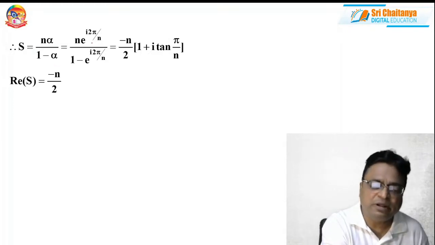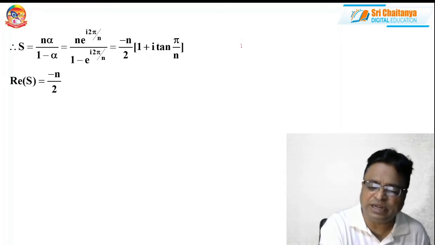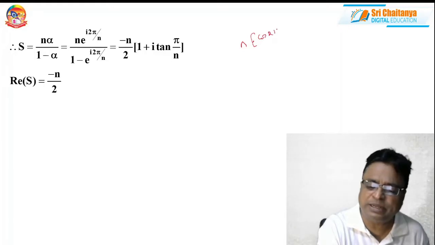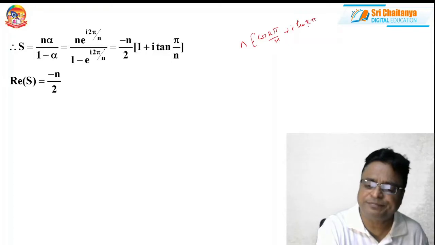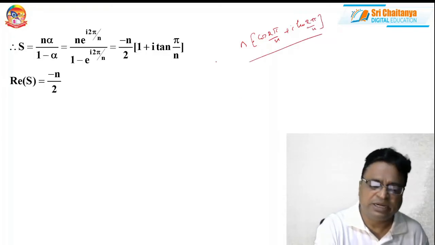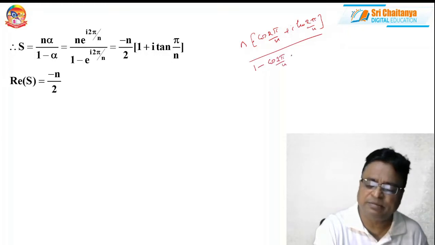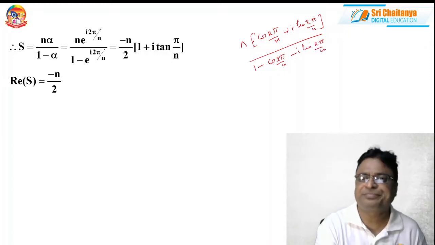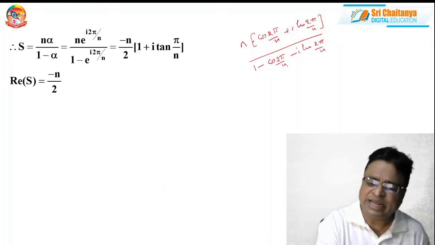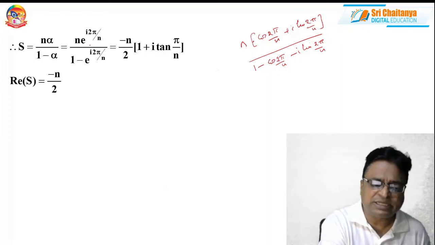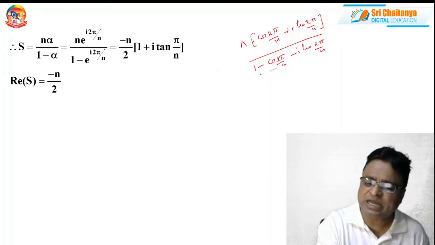What is my alpha? e power i 2 pi by n. So you simplify this. How to simplify? n into e power i 2 pi by n means cos 2 pi by n plus i sin 2 pi by n, by the denominator, which is 1 minus cos 2 pi by n minus i sin 2 pi by n. Clear?